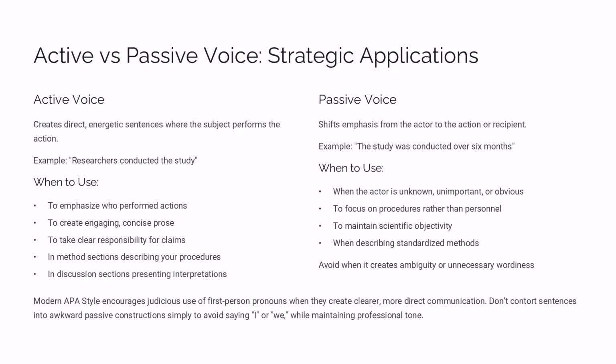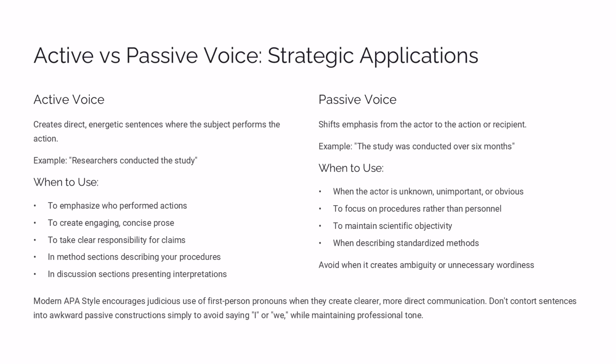Modern APA style encourages judicious use of first-person pronouns when they create clearer, more direct communication. Don't contort your sentences into awkward passive constructions simply to avoid saying I or we. If you designed the study, conducted the analysis, or developed the interpretation, it's appropriate to say so directly using active voice and first-person pronouns. However, maintain professional tone even when using first-person pronouns.